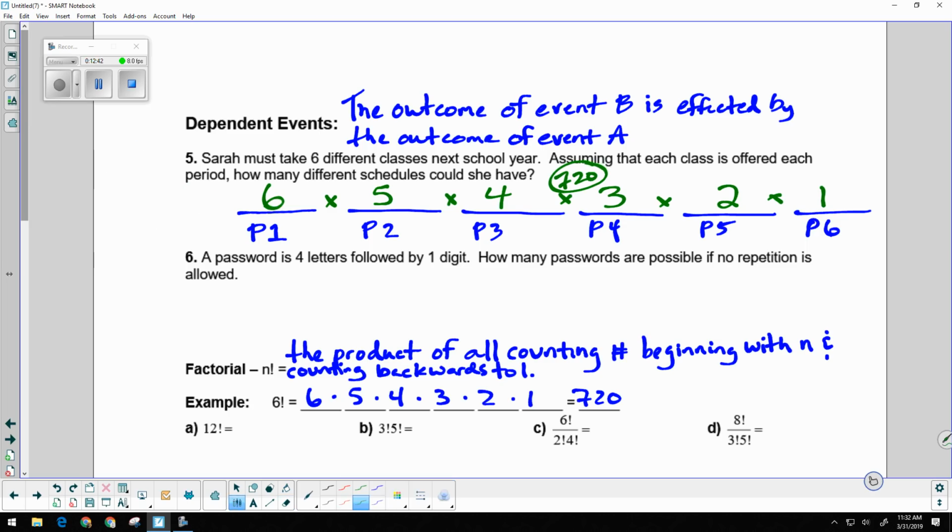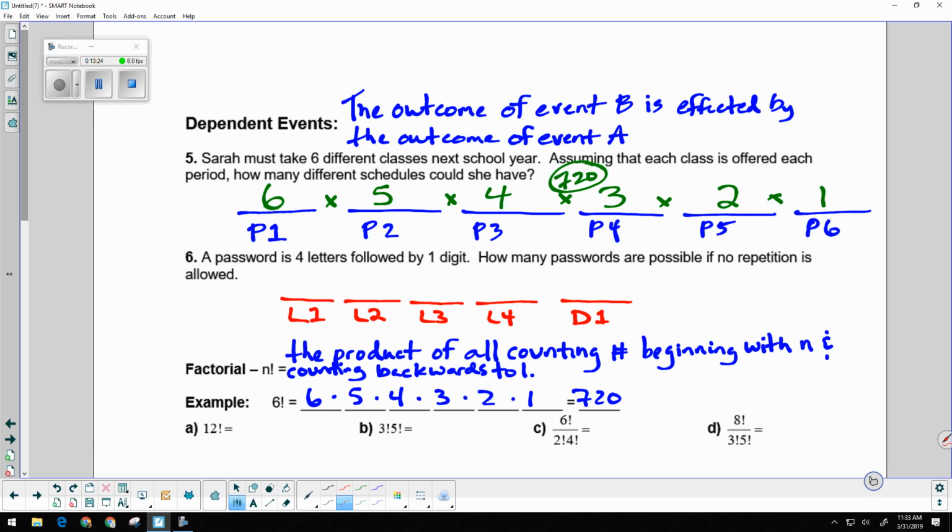A password is 4 letters followed by 1 digit. How many passwords are possible if no repetition is allowed? What no repetition is allowed means is, let's say in our password, the letter A is our first letter. Well, then you can't use it again, right? So 4 letters, 4 blanks: letter 1, letter 2, letter 3, letter 4, followed by 1 digit.